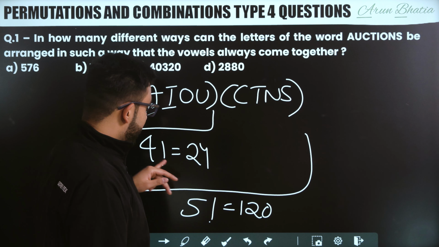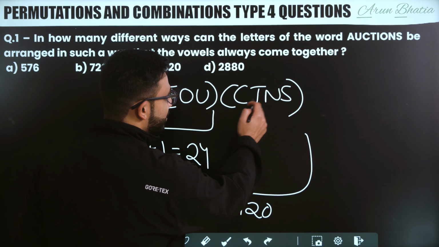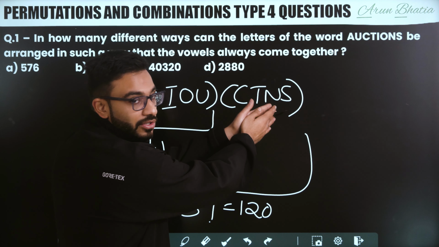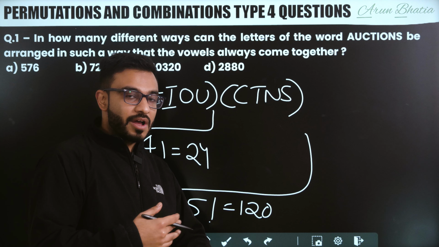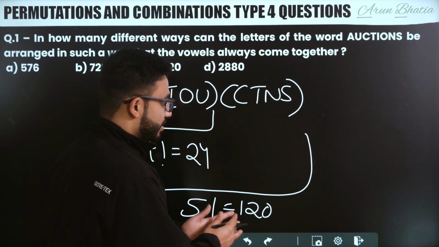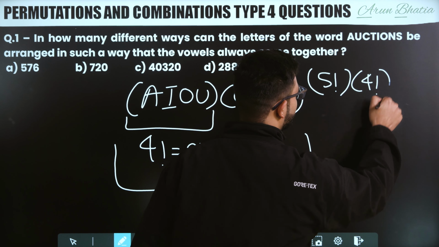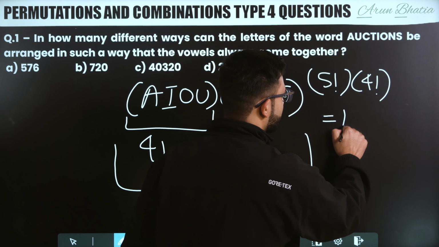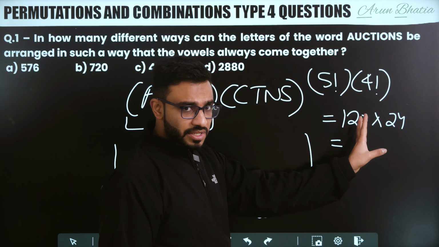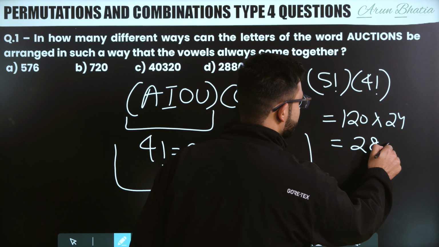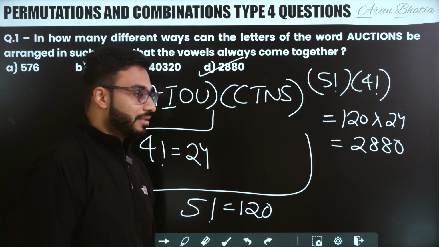And then I need to multiply this with the 4 factorial for the vowel block, which we considered because for each of these patterns, whenever this is held constant, there are 24 different ways we can arrange the vowels. So now you have understood it intuitively. Let's just multiply it. This becomes 5 factorial times 4 factorial, which is 120 times 24. You can do this kind of calculation very easily. This is just 2880. So D is your answer.